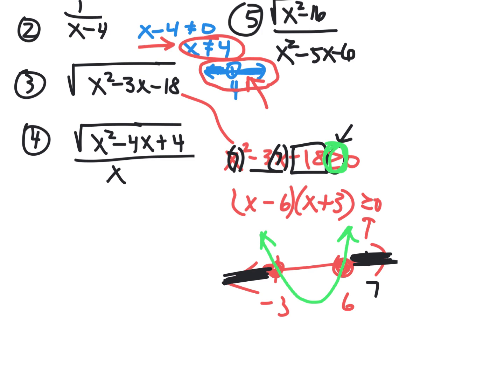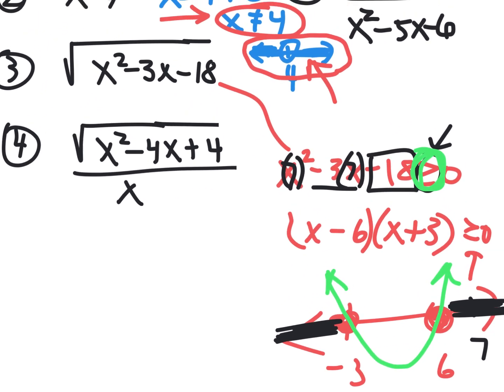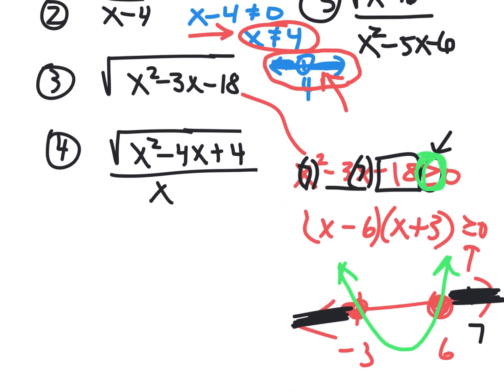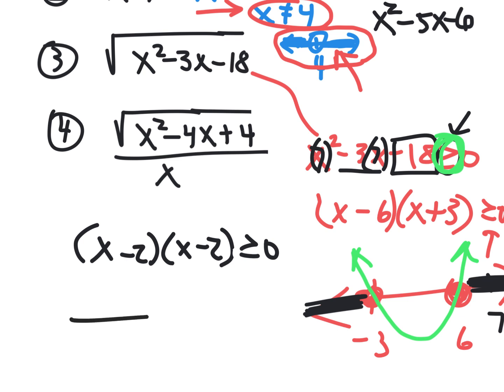Okay, for number 4, this is probably the hardest one, honestly. Number 5 is close, but number 4, you should have factored it into (x minus 2)(x minus 2), greater or equal to 0. Then you got a whole bunch of testing to do, and you put that on a number line, and you go, oh wait, I guess there's only one number. So 2 is the key number, and it can be 2.